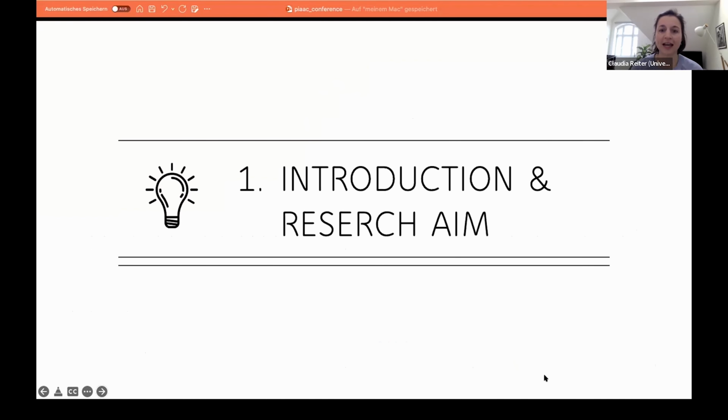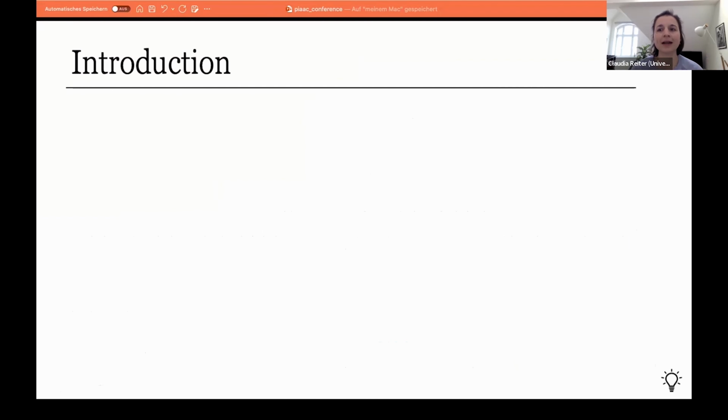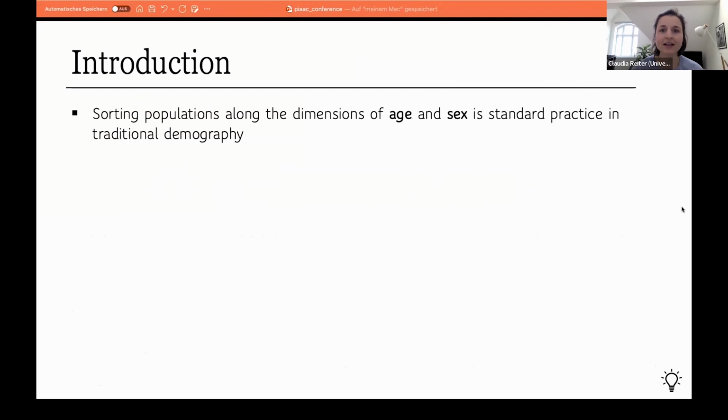Let's start with the research aim and introduction and a basic introduction to the topic. As I'm a demographer by training, my presentation has very much a demographic approach, as you will see in a minute. In traditional demography, it is common practice to sort populations along the dimensions of age and sex. You've probably all seen population pyramids, which exactly depict this population structure by age and sex. There is not much debate about this, so it makes sense to sort populations along these dimensions.